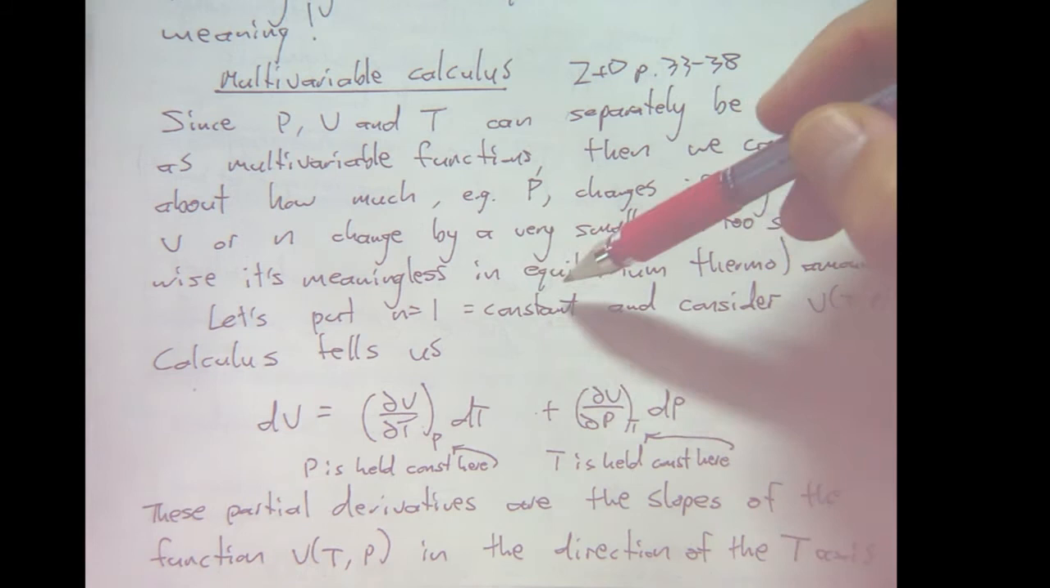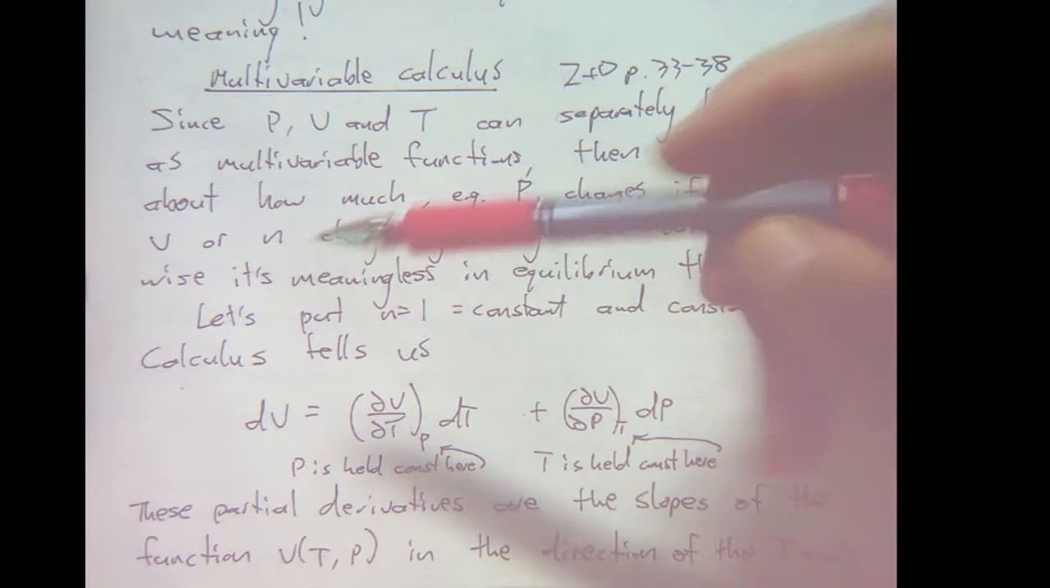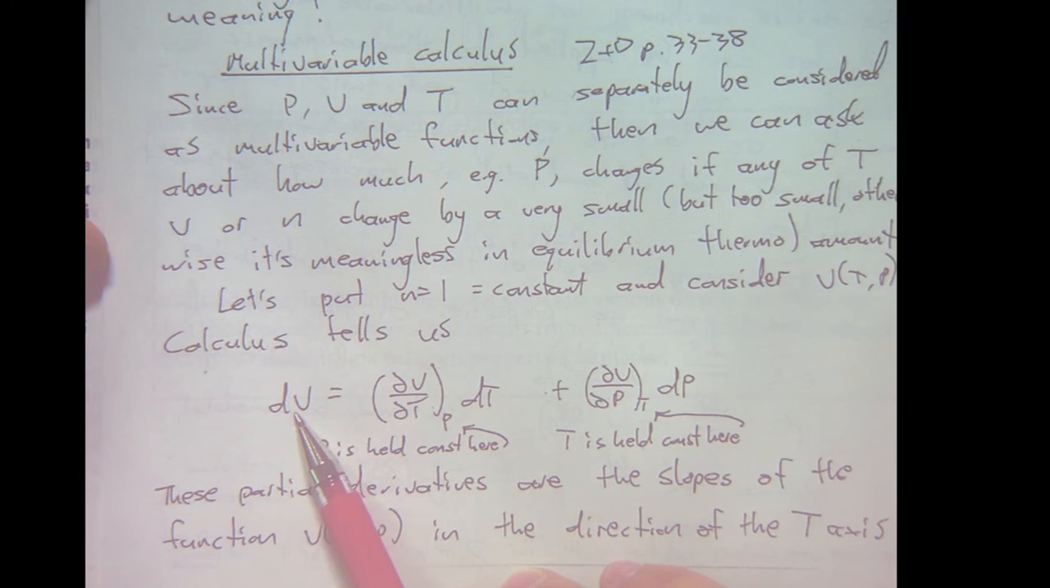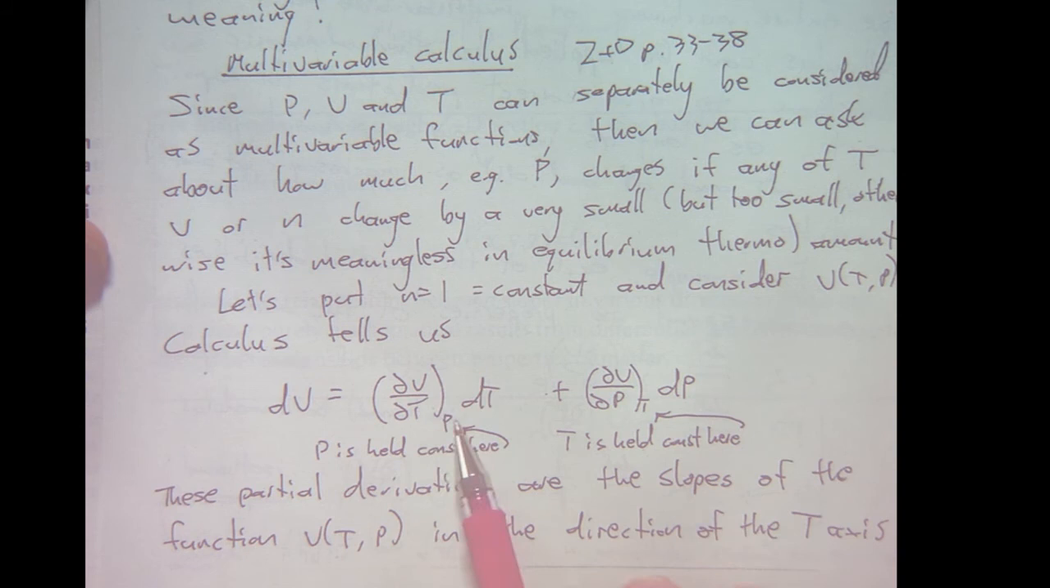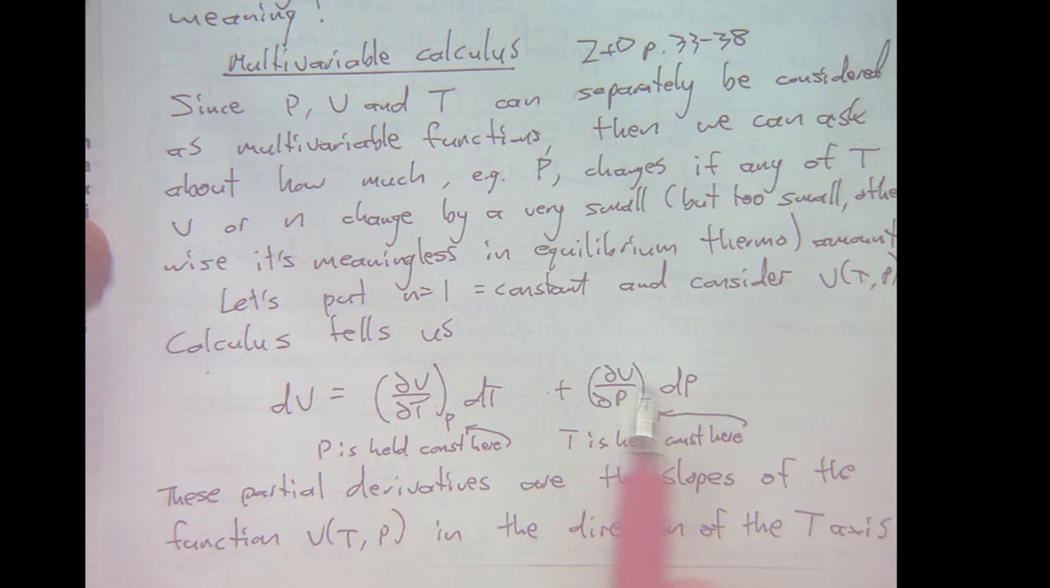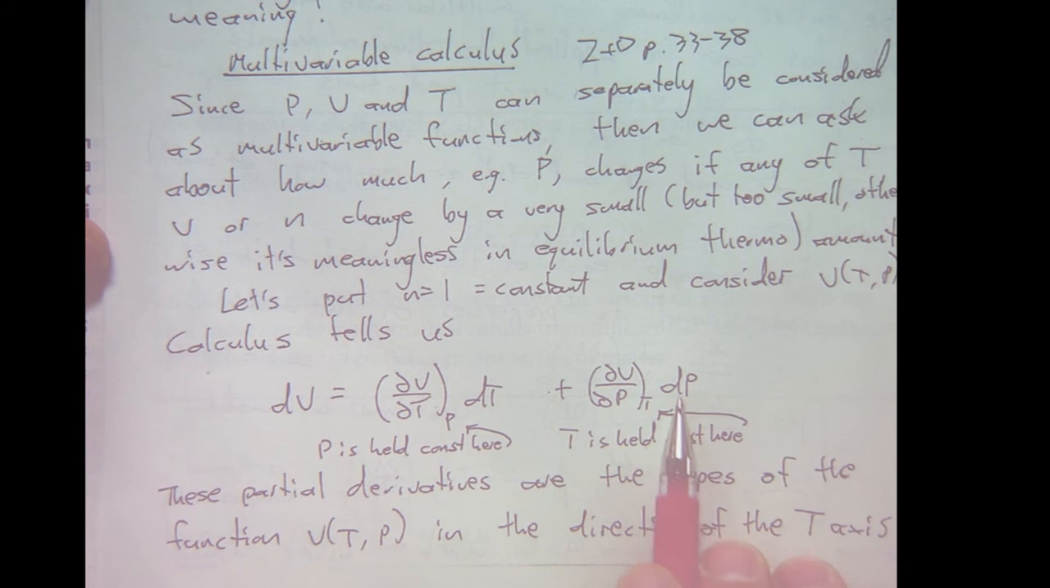And let's consider the volume as a function of temperature and pressure. So calculus tells us that if you have volume as a function of temperature and pressure, then a small change in volume can be decomposed into an amount of change in the direction of the pressure if the temperature changes, plus a differential amount of change in the direction of the temperature for a differential change in pressure. dV, where dV by dT is the slope of the volume function in the direction of the pressure.